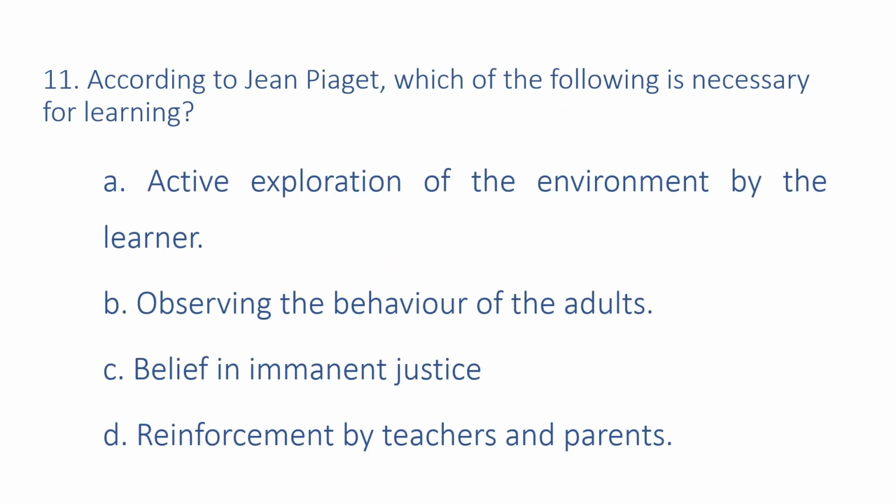The next question, according to Jean Piaget, which of the following is necessary for learning? Active exploration of the environment by the learner, observing the behavior of the adults, belief in immanent justice, reinforcement by teachers and parents. Number A is the right answer. Active exploration of the environment by the learner is necessary for learning. Piaget believed children act as little scientists who actively construct knowledge. Learning happens best through direct hands-on interaction with the world.